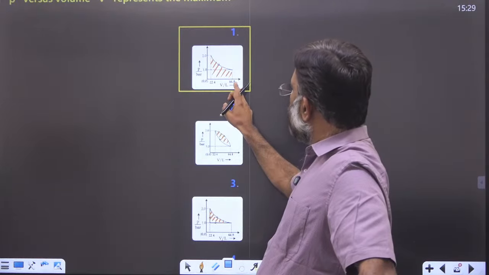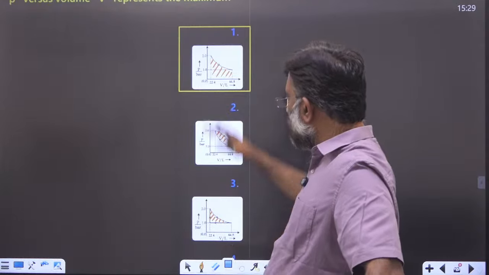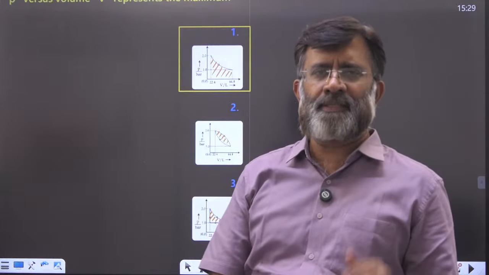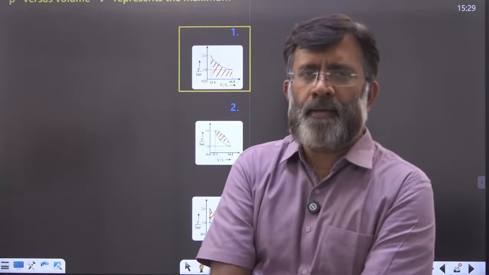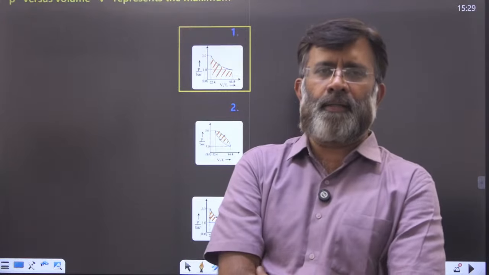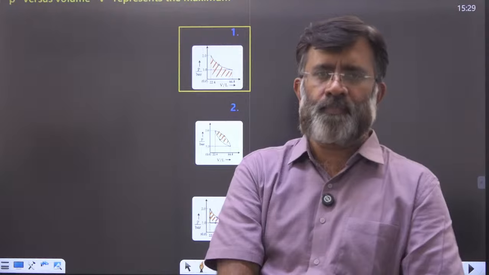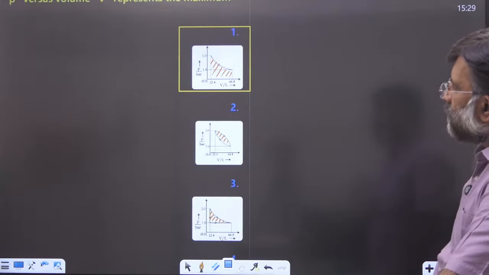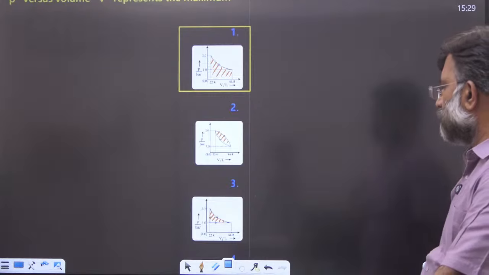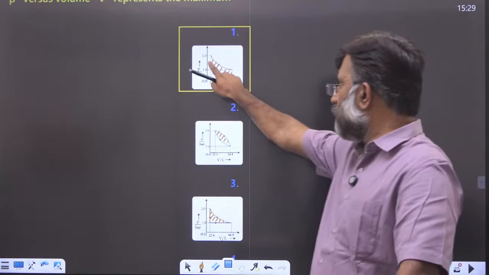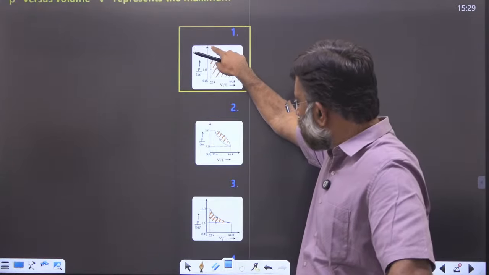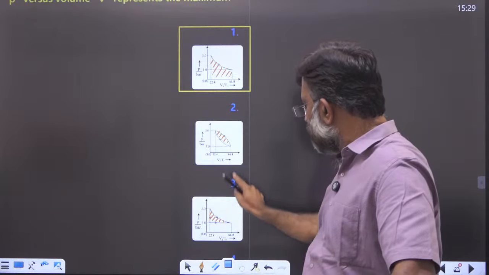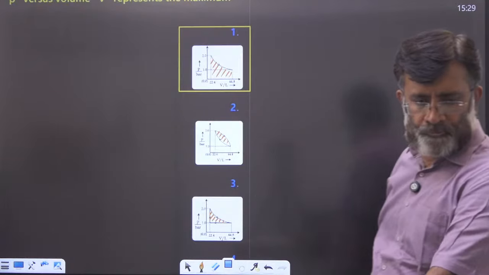You can see 20, 44.8. All graph scales are identical, so there is nothing else to do except look at the area under the graph. Area under the graph equals work done, and that is maximum in the first case. All scales are the same. Look, pressure 2, volume 44.8, no change.